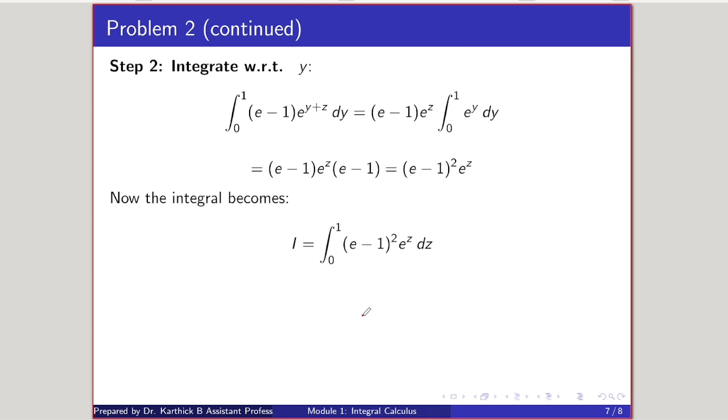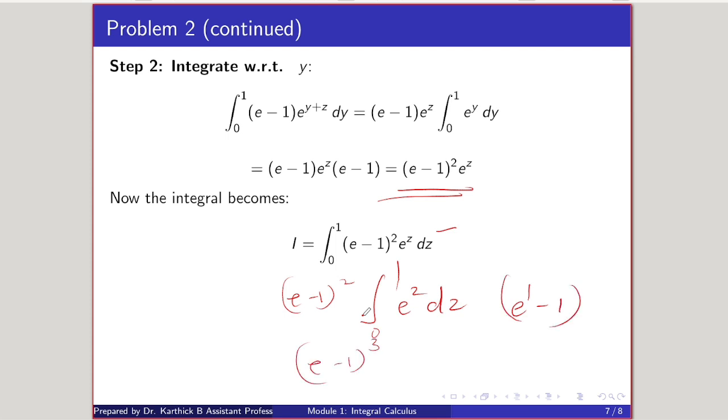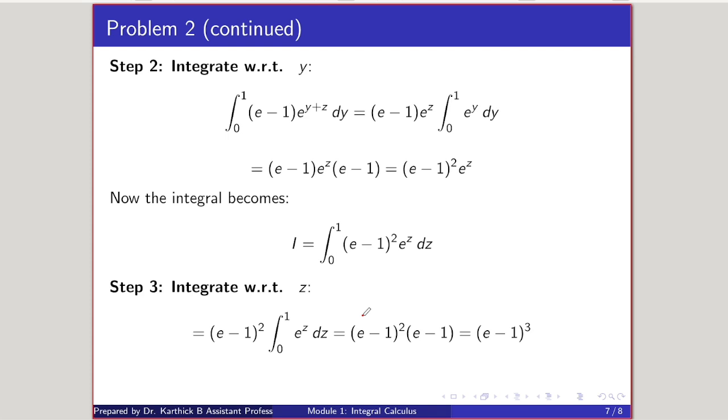Now we are going to integrate with respect to z. In this case, I am substituting the second integral result with respect to z. So e minus 1 whole square will be a constant, and the integral from 0 to 1 of e power z dz. Again, I will get the value e power 1 minus e power 0, that is e minus 1. So e minus 1 whole cube will be the final solution. With this, the second problem is over.